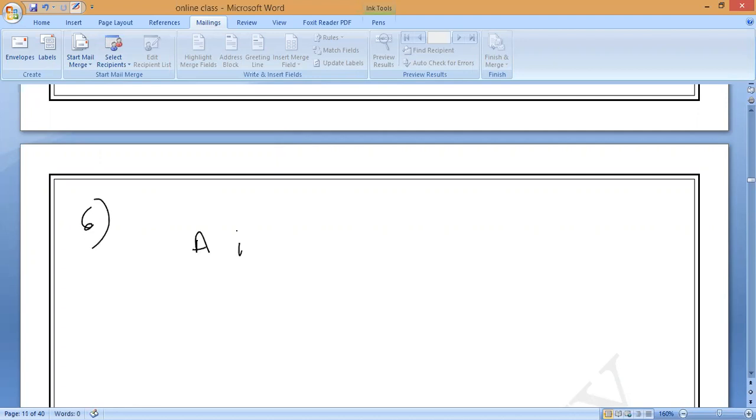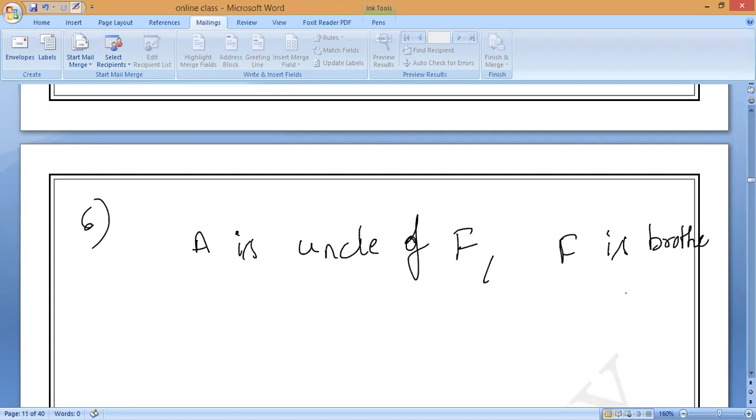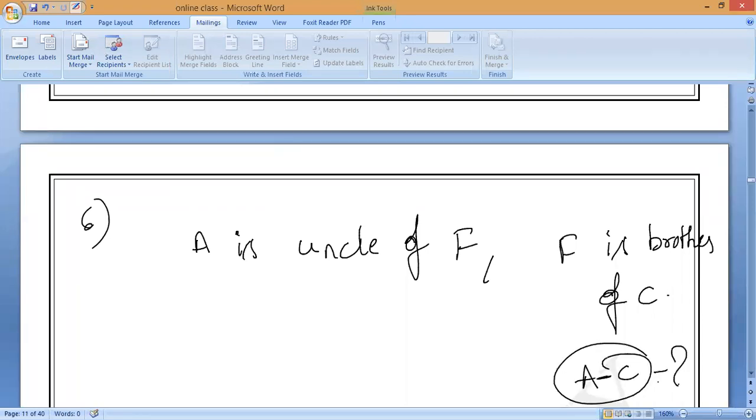A is uncle of F. F is brother of C. What is the relationship between A and C? Relation.